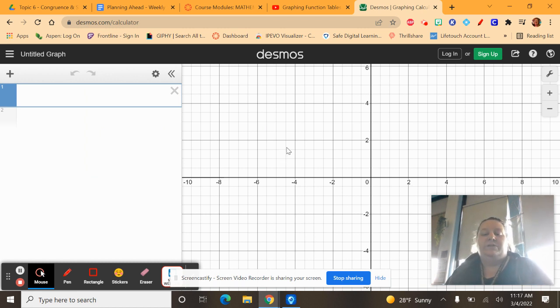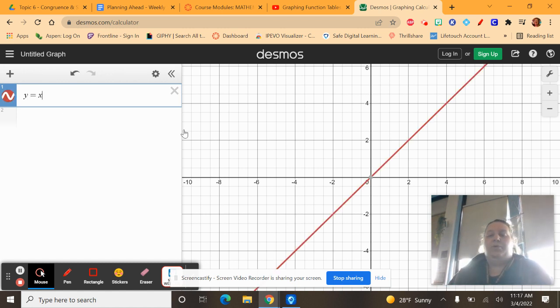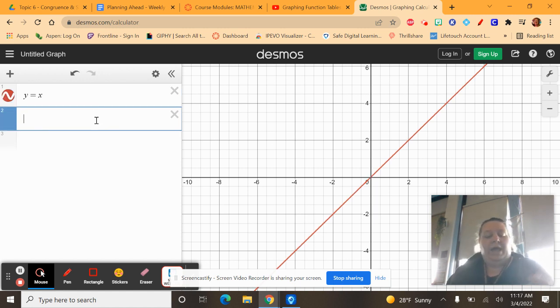On your sheet, you have a list of equations that you're going to type in, and you can type in more than one equation. Over to the left is where you're going to type in your equations. y equals x is our first equation, and that's in red. My next equation is y equals x squared.